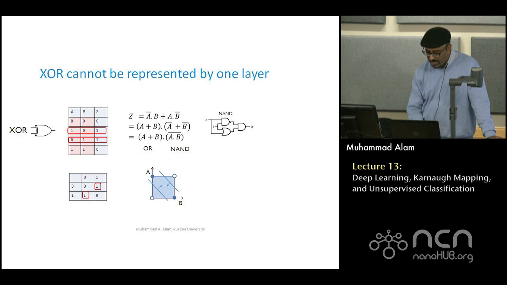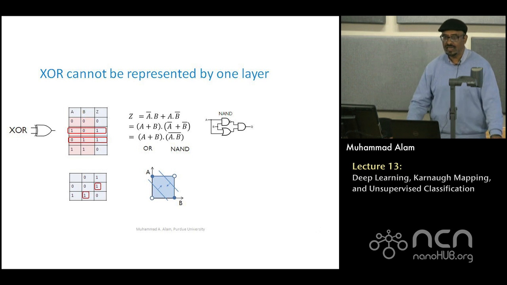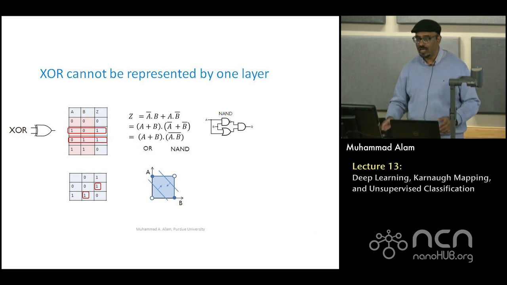So you have A dot B, and that makes it NAND, and then A or B, the output of that is ANDed together. You can see this has two hidden layers from the input to the output.